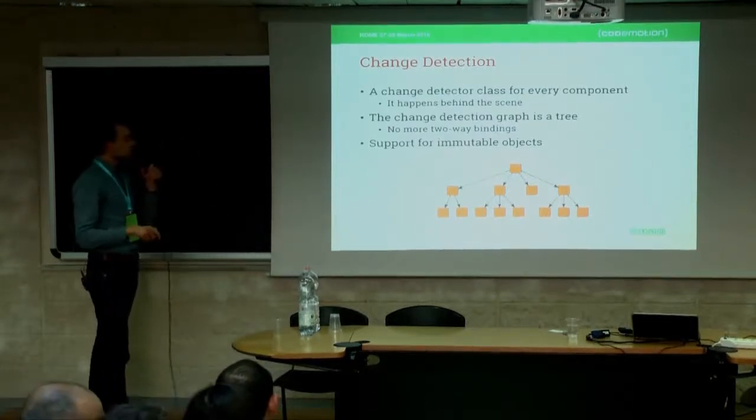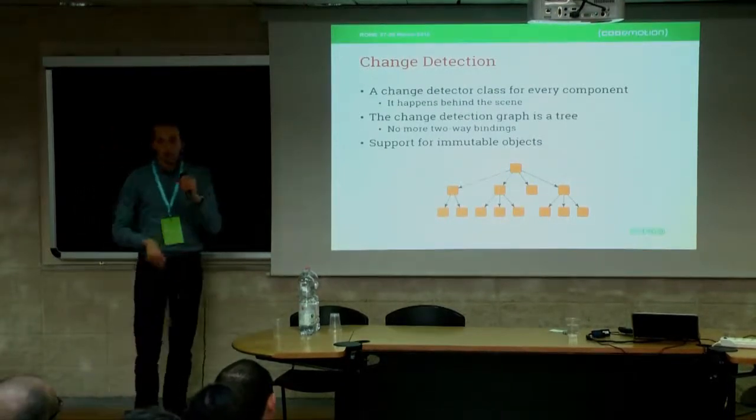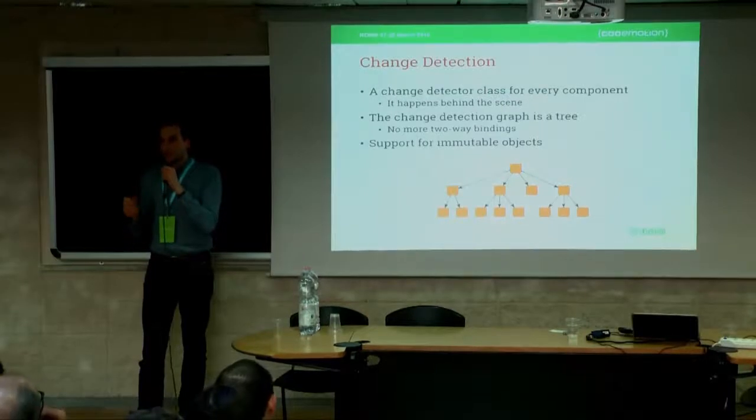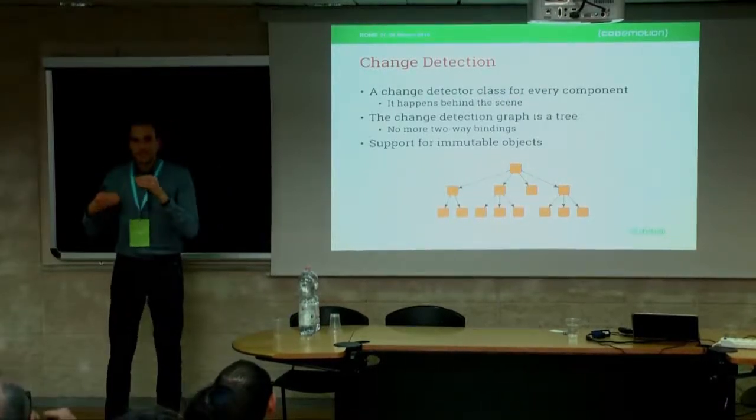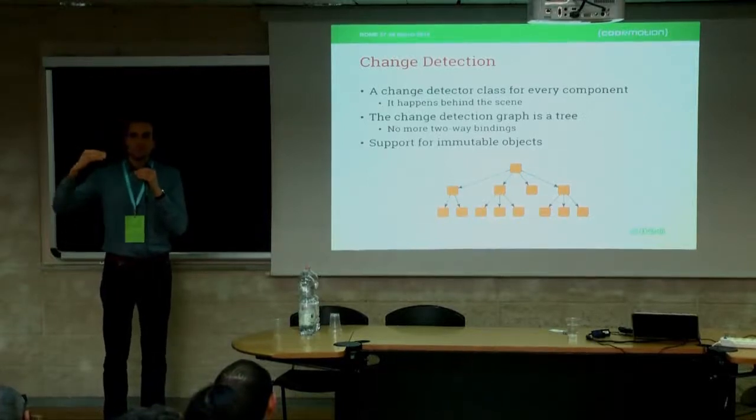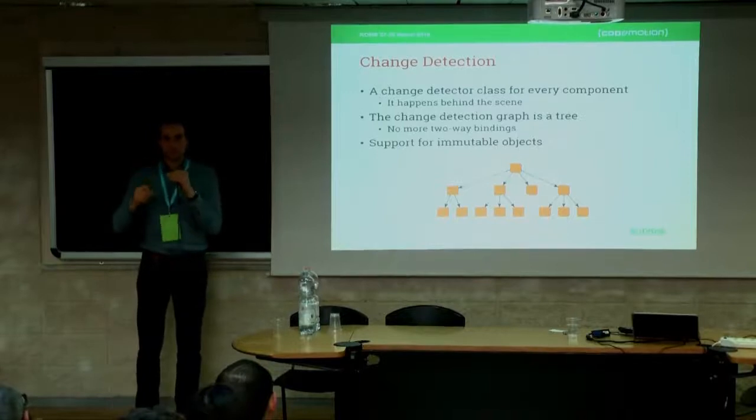So now the change detection tree looks like this. We have one top component, and then we have our smaller components. We don't have cycles anymore. And this is a really great thing because we can reason about how data is changing in our application. We can just look at this model and see what is changing what.